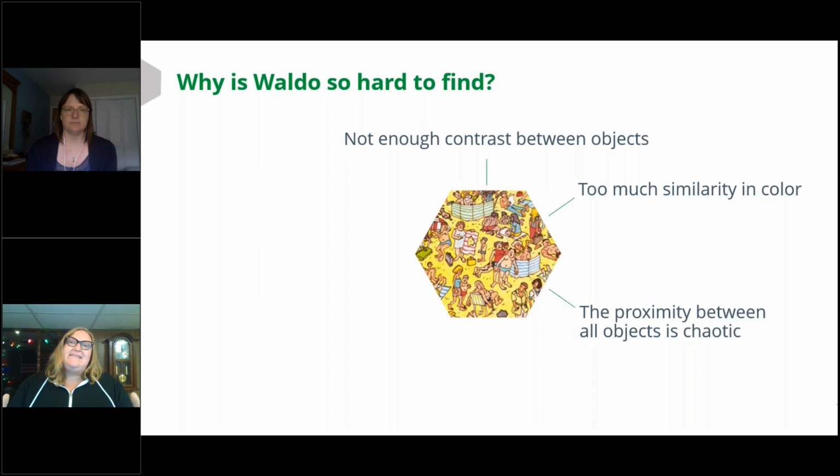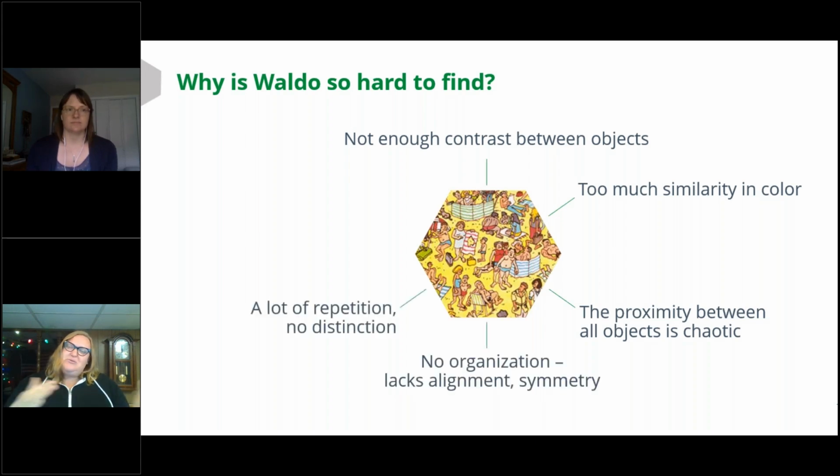It is chaos. The brain wants a grid. The brain wants order instantly. So that's lacking in this image. Again, no organization, no symmetry. It's all chaotic. You've got the repetition, no distinction. So some opposite sides of the coin there, right? Similarity and contrast.